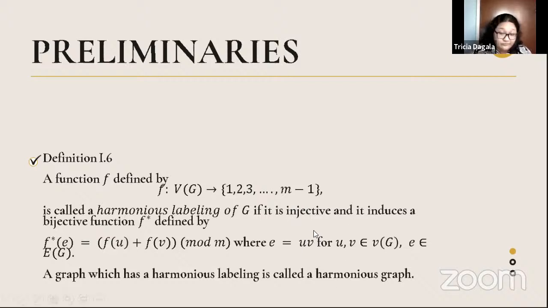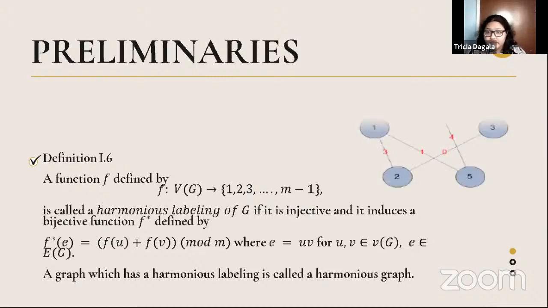So the e here is just an edge of the graph. So u and v are vertices. So if a graph satisfies these conditions, it is called a harmonious graph. So I have an illustration here. This illustration has 1, 2, 3, 4, 5 vertices, and the edges, look at the labeling of the edges, 0, 1, 2, 3, 4. So up to 4 only, because we are using a modulo here. When you use modulo, it is always m minus 1, whatever your m is. So that is a harmonious graph.